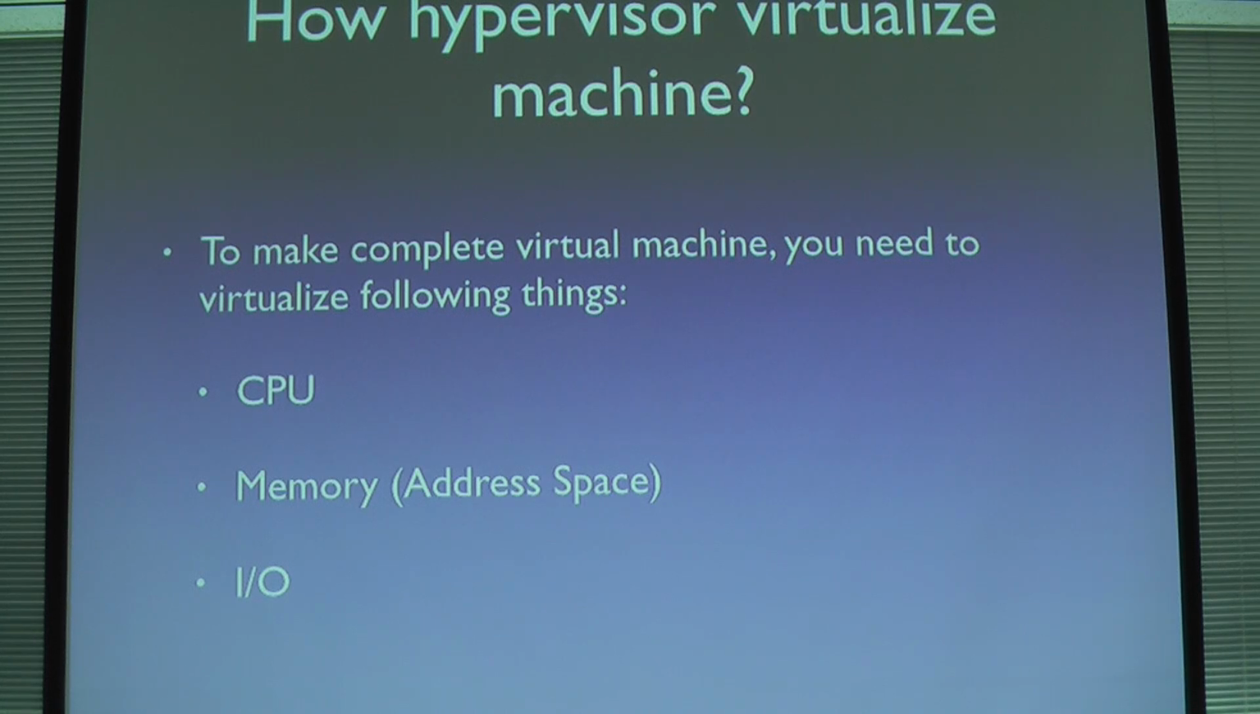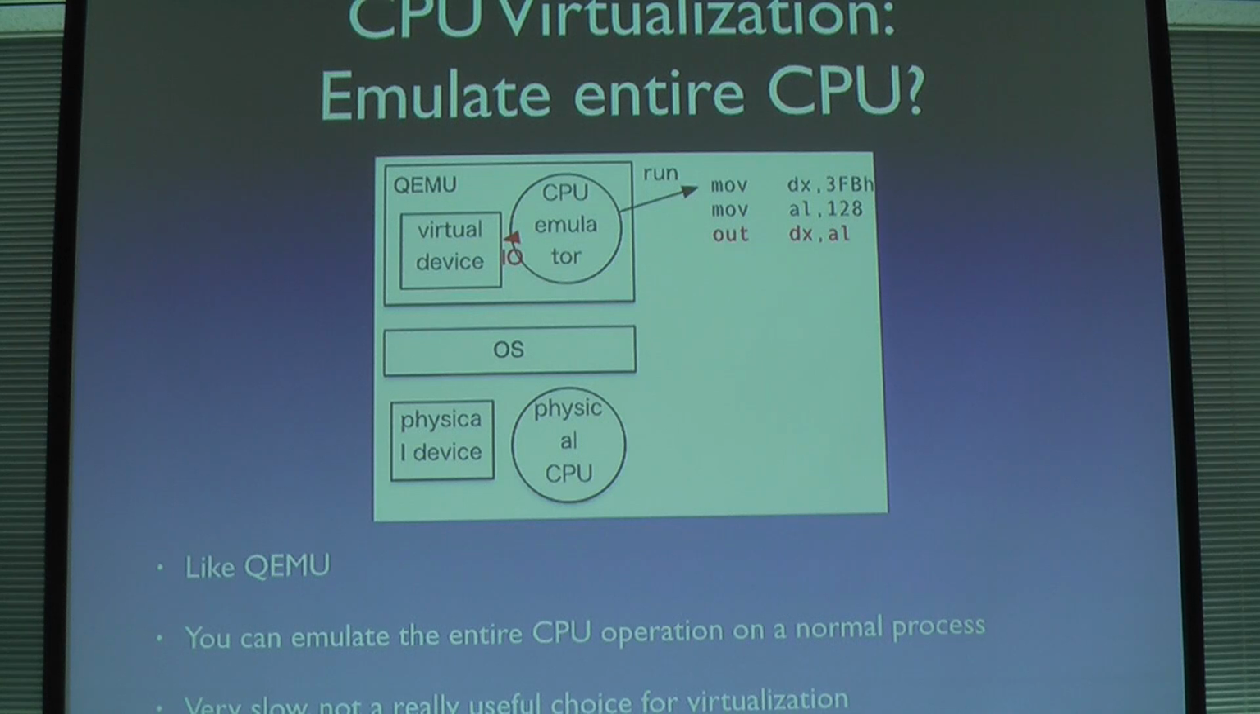And let's talk about hypervisor. How does a hypervisor virtualize a machine? To make a complete virtual machine, you need to virtualize these things: CPU, memory, and I/O. Maybe the easiest way to virtualize CPU is to emulate the entire CPU. It's just like what QEMU or Bochs is doing. So you can emulate CPU on just a normal process, but it's slow and not really a useful choice.